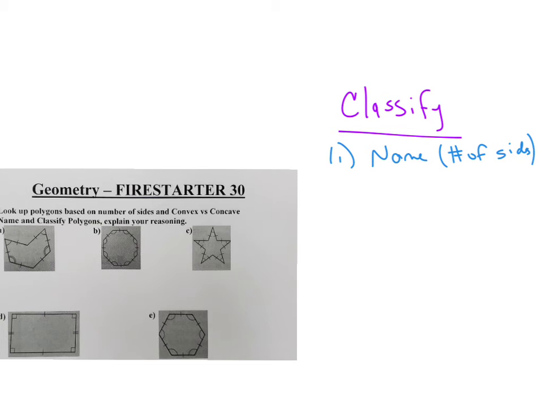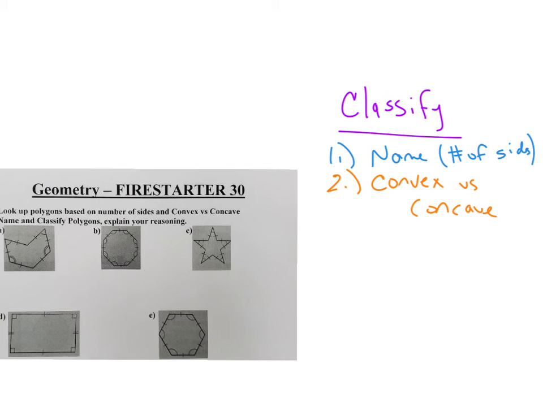All right, then you're going to say convex versus concave. Convex means, basically the way I explain it, it looks like it's full. There's nothing dented in anywhere. There's a math way to say it, where if the segments were to extend, they never go inside the polygon itself. But basically, as long as all the sides are not dented in, or not caving in on one side, it's convex.